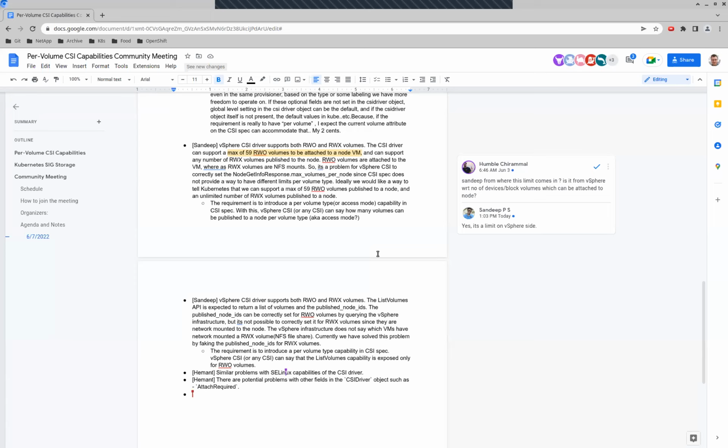It's same as FS group, basically. So very similar mechanism as FS group. Okay.